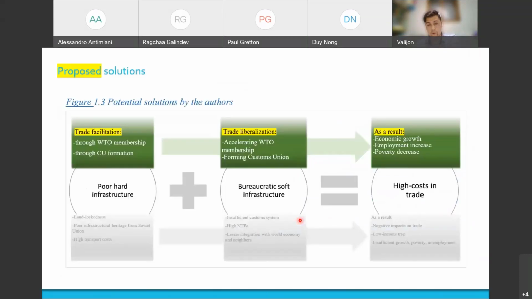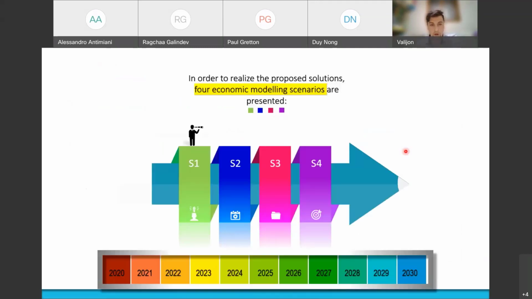So our proposed solution is for reducing hard infrastructure costs, we should facilitate trade, which means we have to improve the efficiency of trade in the country. And trade liberalization is mainly related to tariffs, and as a result we'll have economic growth, an employment increase, and a poverty decrease. And these are scenario 1, scenario 2, scenario 3, and scenario 4, which I will go through in the next slides.